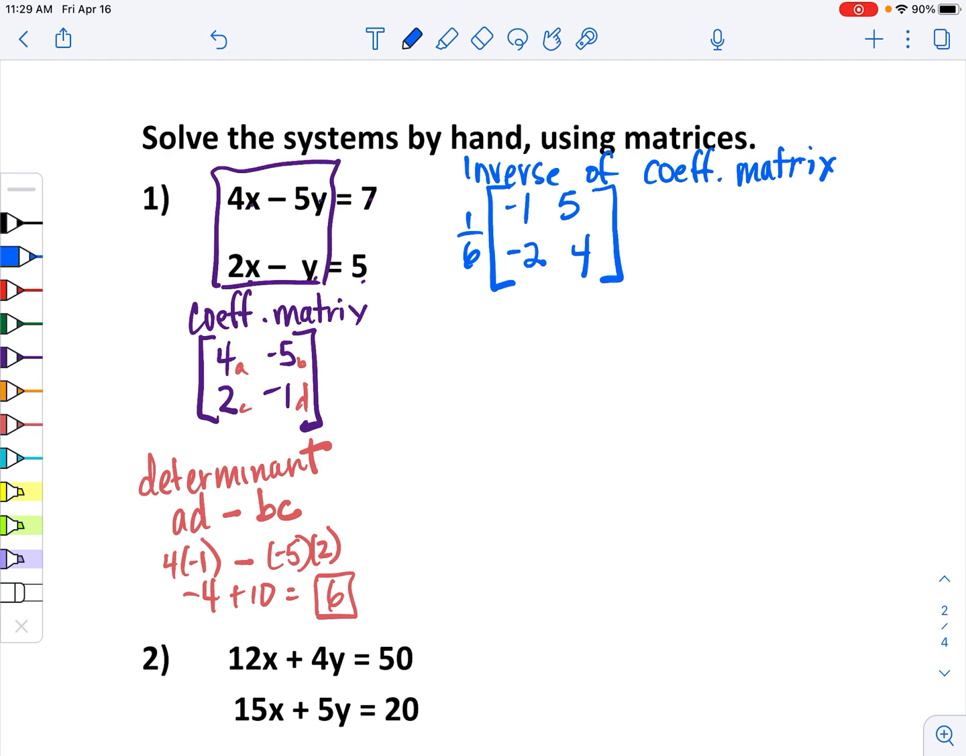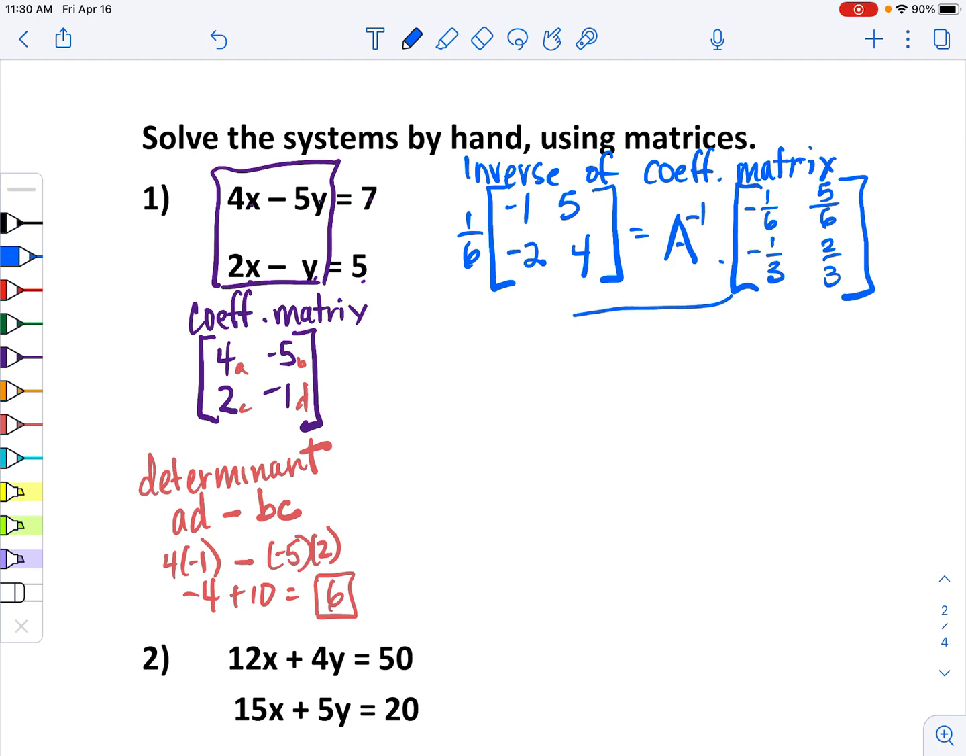And when I multiply that, I'm going to get what's called my inverse matrix, the A to the -1. And I'm going to take 1/6 times each of these values. So I have -1/6, I have 5/6, I have -2/6, which simplifies to -1/3. And I have 4/6, which simplifies to 2/3. I just took 1/6 times each of those.